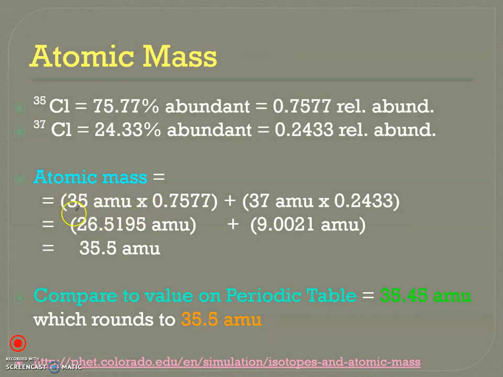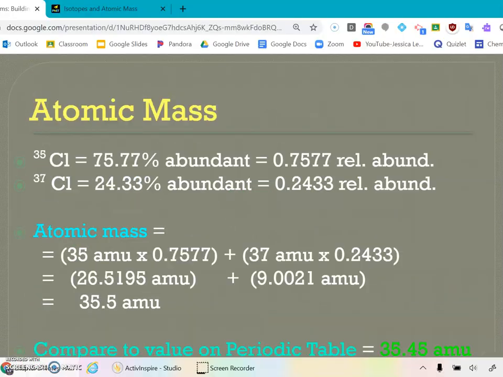The atomic mass, 35 times your 0.7577, giving you your 26.5, and your 37 times your 0.24, giving you 9, and it adds up to the 35.5, which is pretty close to the 35.45 AMU. And one of the things that I want to show you is this next PhET simulator right here about isotopes and atomic mass. It really helps visualize what we have going on.